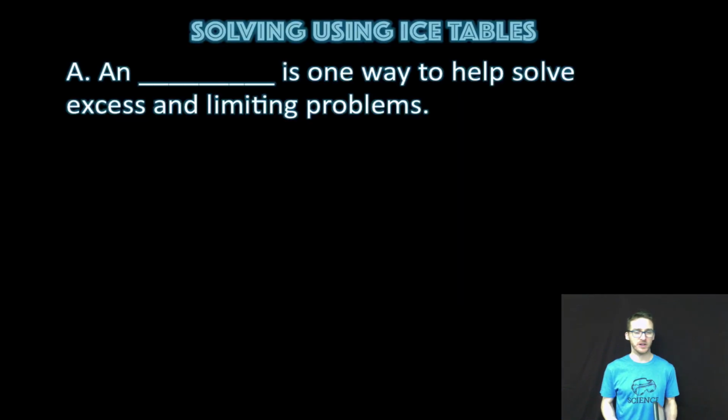Alright, so now let's talk about how we can solve problems using excess and limiting reactants. There are lots of different ways to do this. I think the greatest way is by using what's called an ICE table. This is a great way to organize what's going on in your chemical reaction and help you understand what's left over and what gets completely used up.